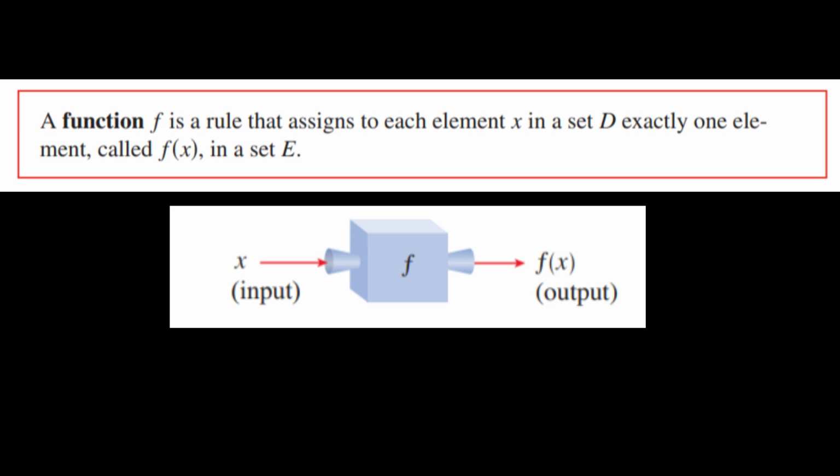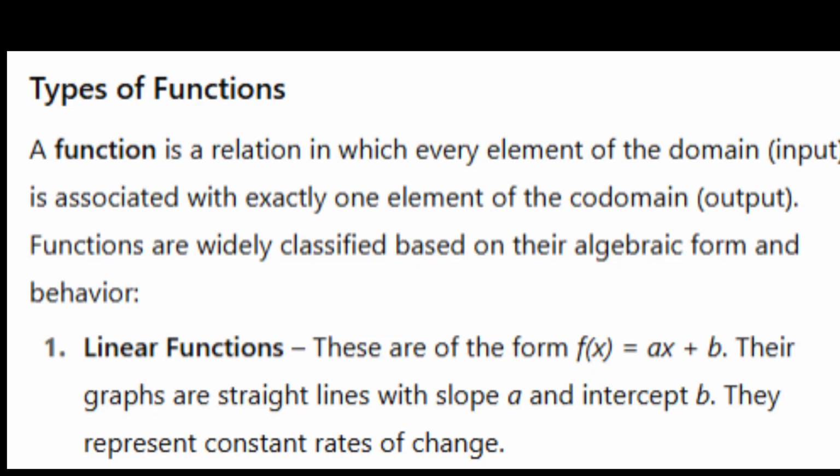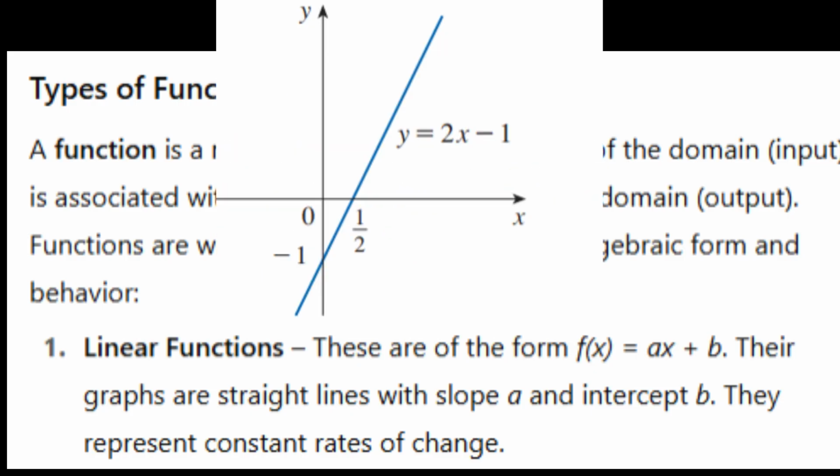A function is a relation in which every element of the domain, input, is associated with exactly one element of the codomain, output. Functions are widely classified based on their algebraic form and behavior. 1. Linear functions. These are of the form f(x) = ax + b. Their graphs are straight lines with slope a and intercept b. They represent constant rates of change.